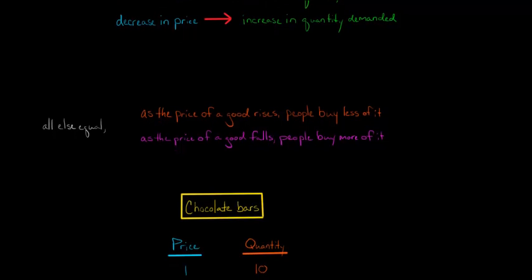So let's think about the demand for chocolate bars. Let's think about your personal demand for chocolate bars, actually. I'm hoping you like chocolate. Let's say you go to the store and the price of chocolate bars is $1 or €1, whatever your currency is. You would be willing to buy 10 chocolate bars. So that would be your quantity demanded.